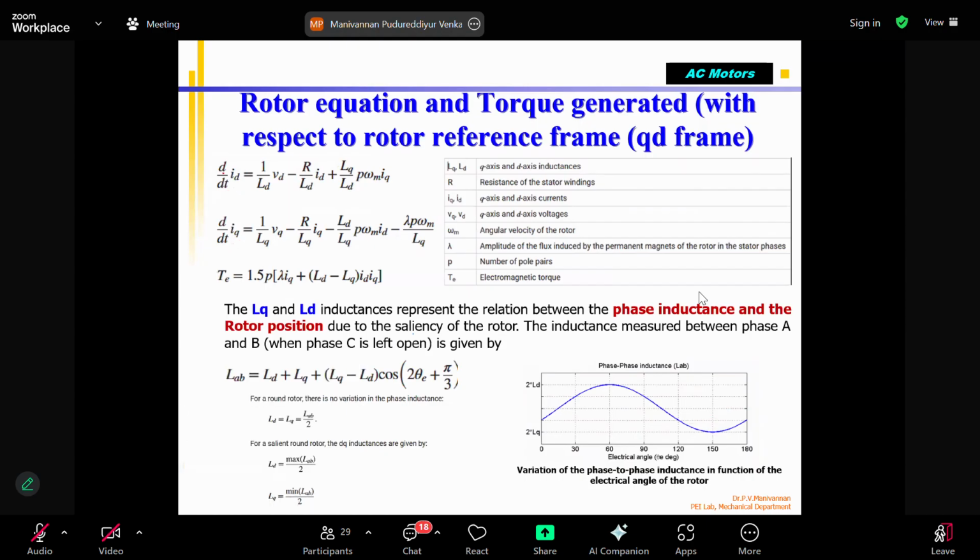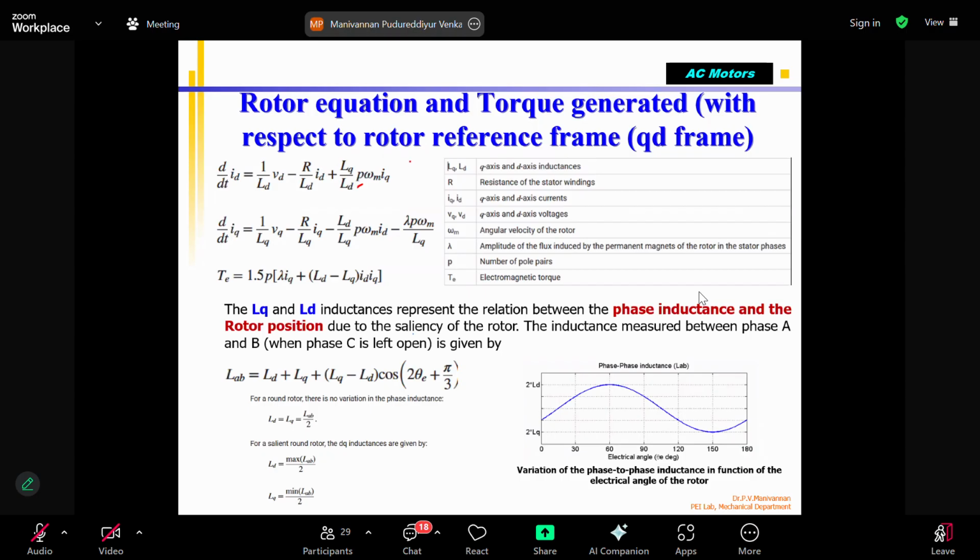Note down: d by dt of id equals 1 by Ld, the inductance in the direct axis, multiplied by vd, the voltage induced in the D axis, minus R divided by Ld into id, plus Lq divided by Ld into P into omega m into iq. Where P is the number of pole pairs. When the problem is given, you will be given the poles or pole pairs.